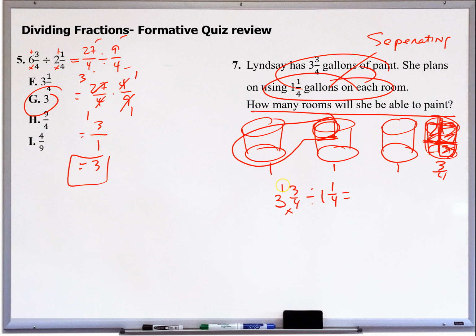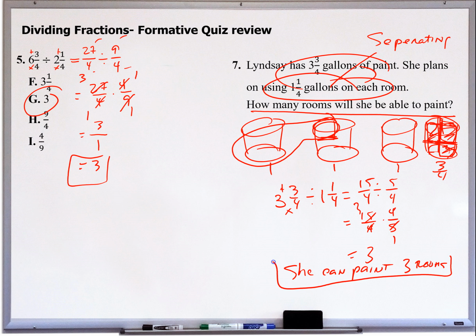4 times 3 is 12, plus 3 is 15. And 4 times 1 is 4, plus 1 is 5. To divide is to multiply by the multiplicative inverse. So that gives me 3. So she can paint 3 rooms.